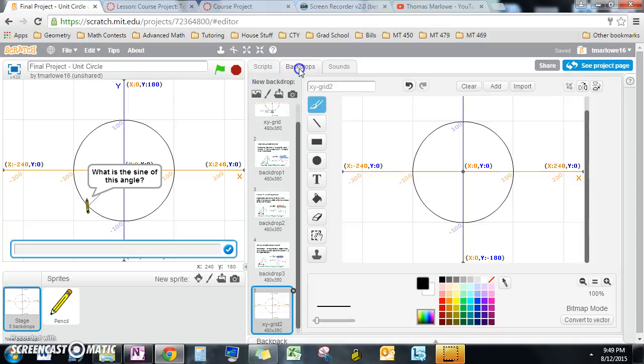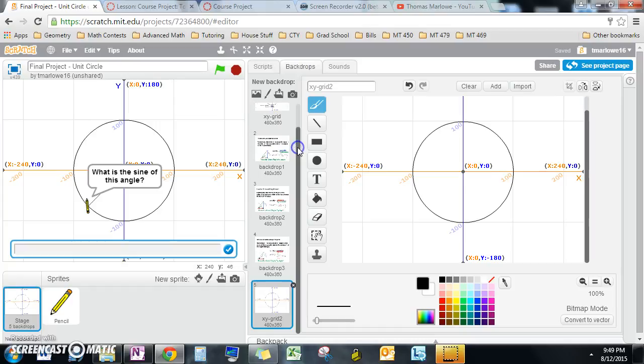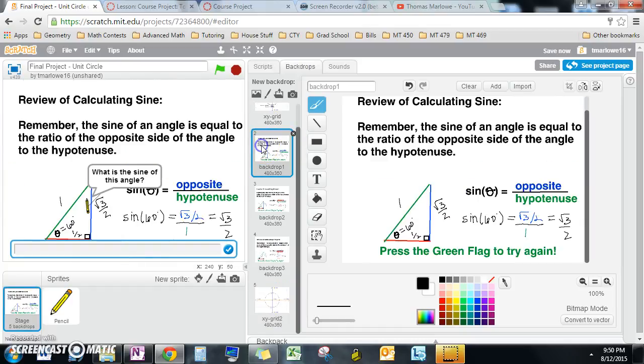And so what I did is in my backdrops, I created some other slides that will hopefully help the student figure out what they did wrong. So if they got the wrong sine answer, it would say, remember, sine is equal to the ratio of opposite over hypotenuse, and then it works out a basic example for a 60-degree reference angle on the unit circle. Here's the opposite side, here's the hypotenuse. I try to color code it so they can see what the correct answer would be, okay?